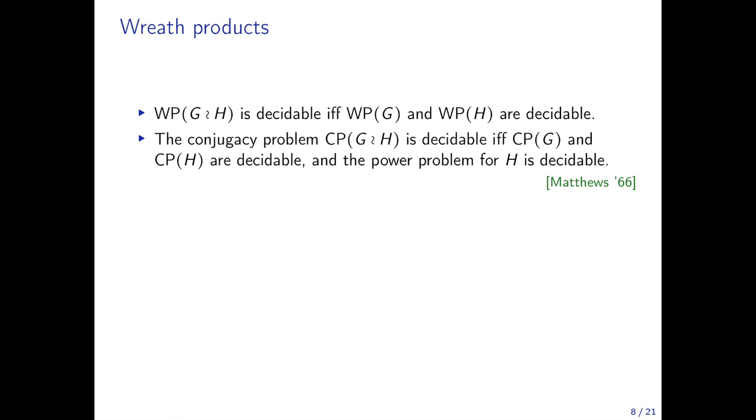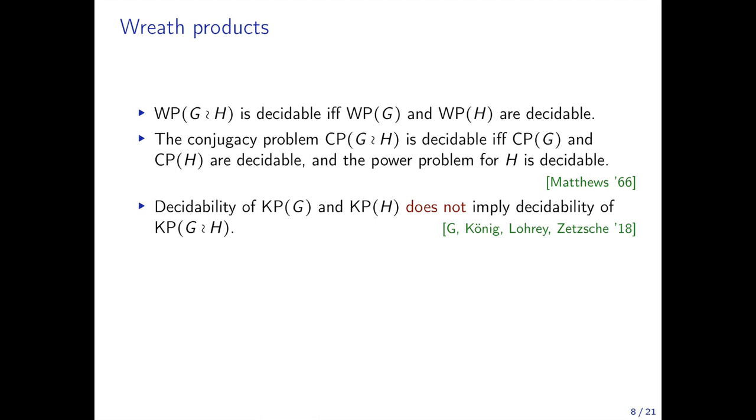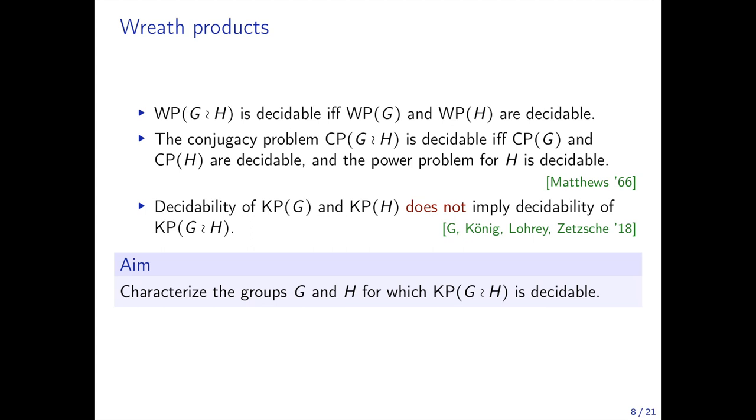Now the question, of course, arises whether we can provide a similar characterization for decidability of knapsack over wreath products. And it is known that decidability of both factors does not imply the decidability of the knapsack problem over the wreath product. So this means there are groups G and H where knapsack is decidable, but over the wreath product, knapsack becomes undecidable. So the aim of this paper was to characterize the groups G and H for which knapsack for G wreath H is decidable. So for the rest of the talk, we will make some assumptions.